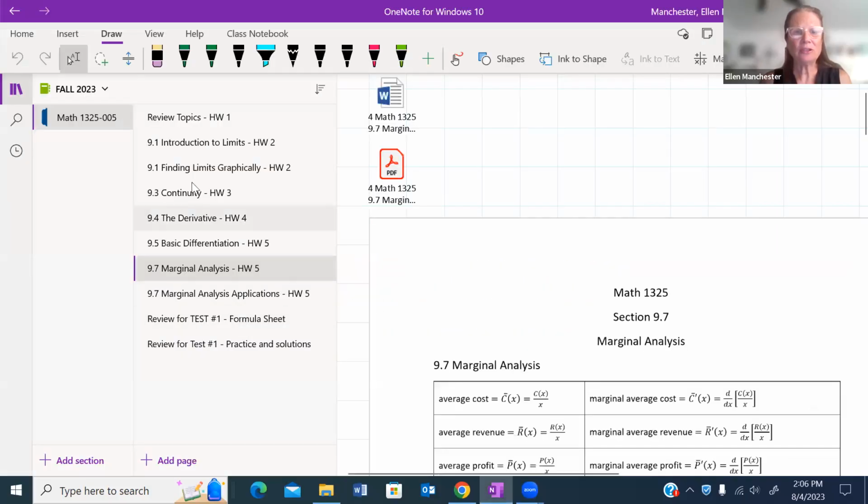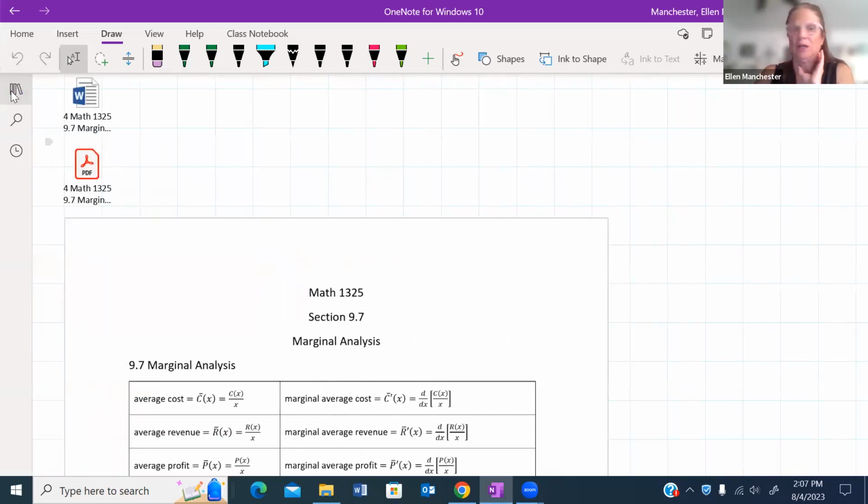So this last section, this is what it looks like in your OneNote. And so again, I'm going to move this over so that I have more room to write. So this is called marginal analysis. And all that means is you are taking a look at the information that you're given and you're finding the derivative of it. In other words, you're finding out how is the profit changing? How is the revenue changing? How is the cost changing? And that's all that means when it comes to marginal.